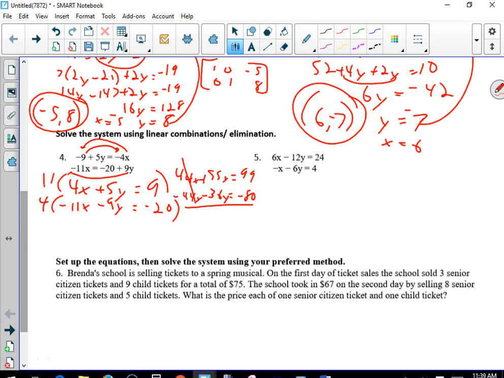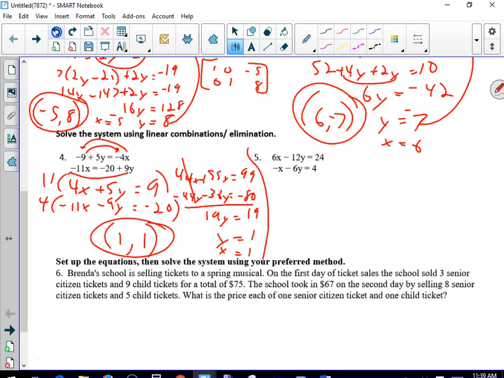Cancel. 55 minus 36 gives me 19y. 99 minus 80 is 19. So y is 1. I plug y back in, I get x is 1. Again, I'm not done yet until I write it as a point, 1 comma 1.